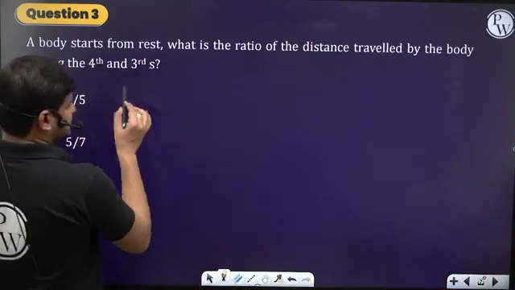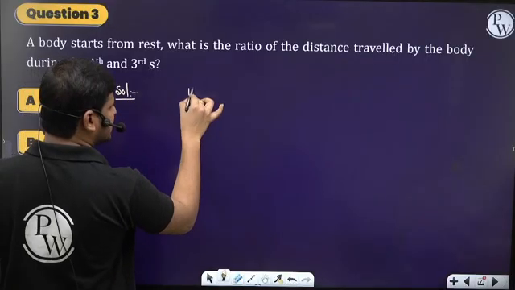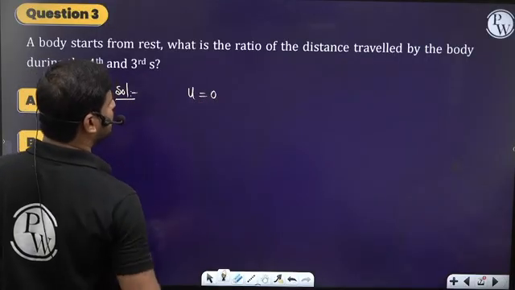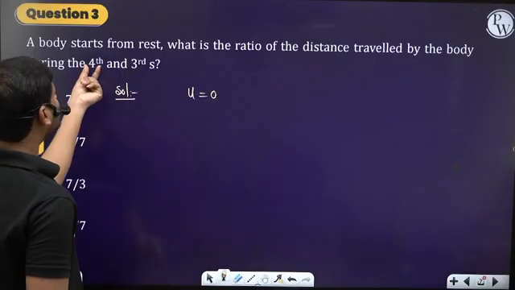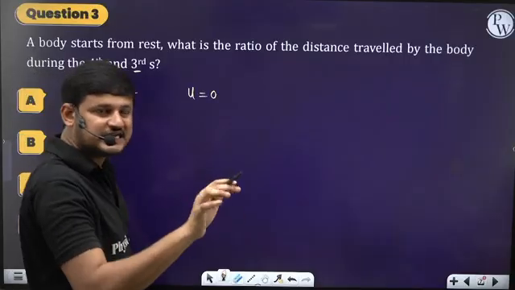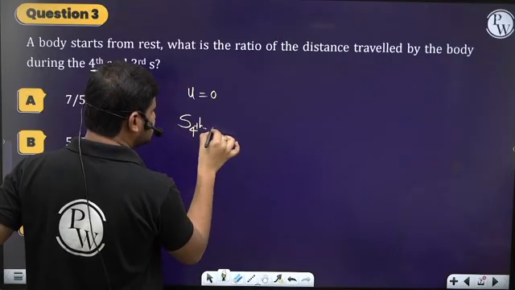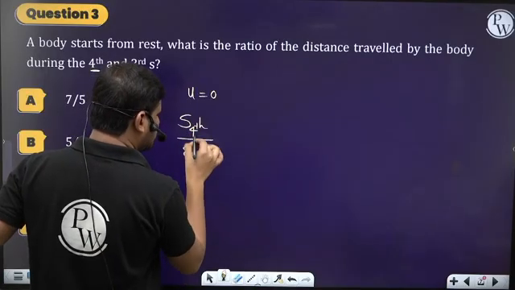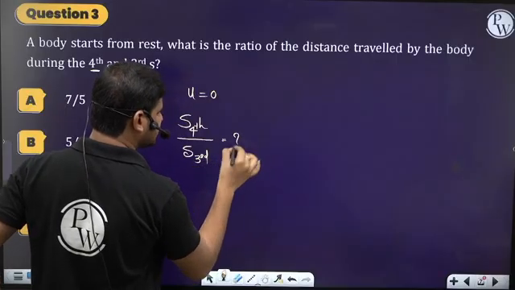A body starts from rest. So again, see the given information. A body starts from rest, u equals 0. What is the ratio of the distance traveled by the body during the 4th and 3rd second? So they are asking for the ratio of the distance traveled in the 4th second to the 3rd second.